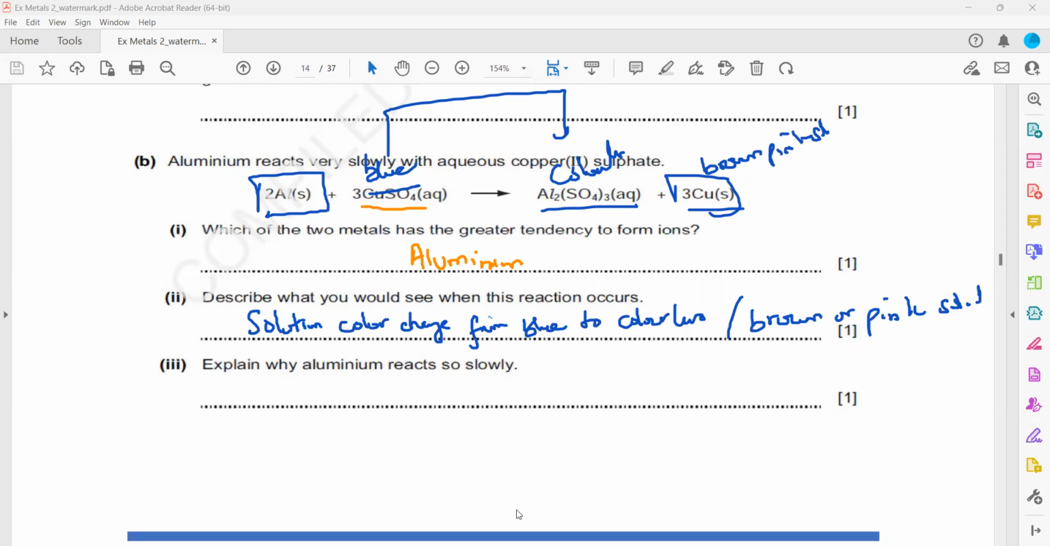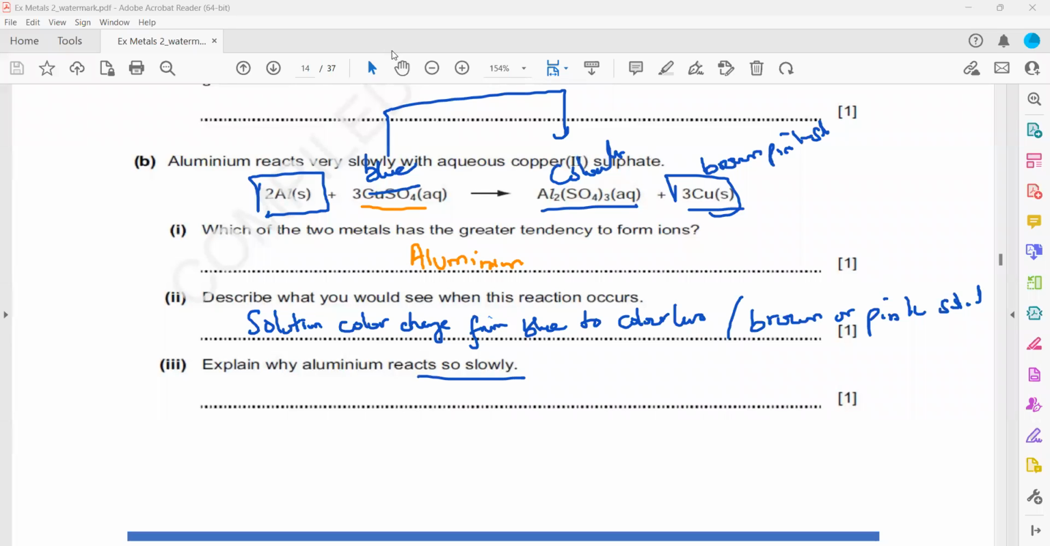Is it clear, this one? Yes, sir, clear. This is exercise 2. Those who just joined now, this is exercise 2 from metals and reactivity. That is also a weekly homework. I'll try to solve this exercise as much as I can, so you will have an idea how to solve the remaining of it.